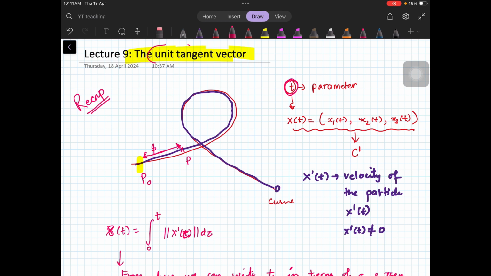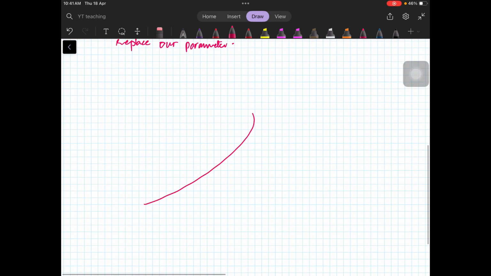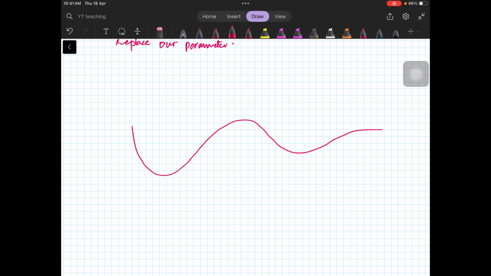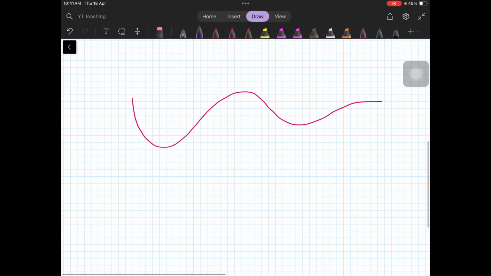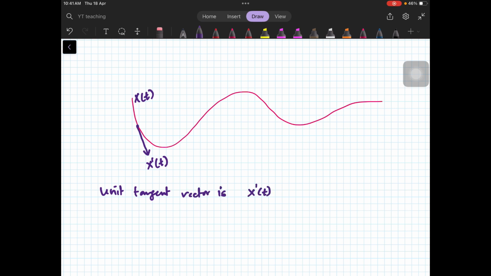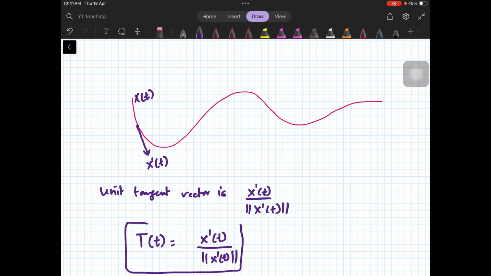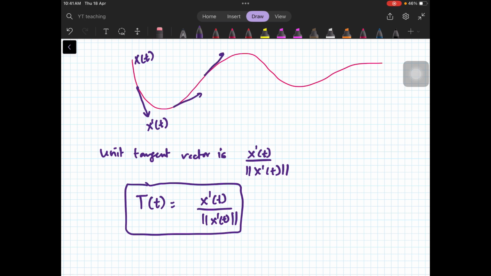Now, in this video, we are going to define the unit tangent vector. So suppose this is my curve. You can take any curve, even a simple curve like this. I want to look at the unit tangent vector. Everybody knows what a tangent vector is. The position vector here is x of t. So at a point, the tangent vector is going to be x prime t, and the unit tangent vector is going to be x prime t divided by its magnitude, the modulus of x prime t. We call this T of t because it also depends on t. So at every point we have a unit tangent vector.